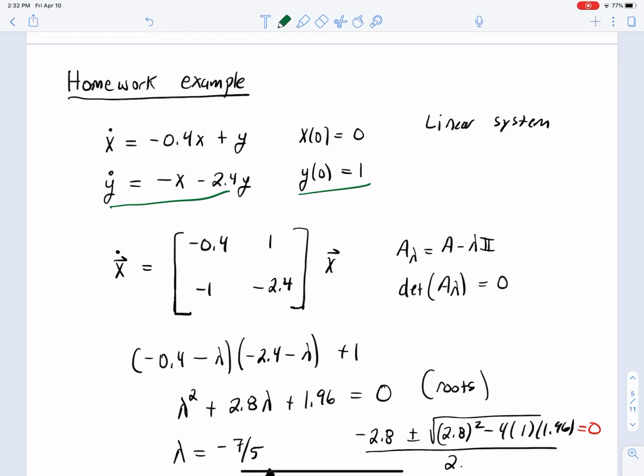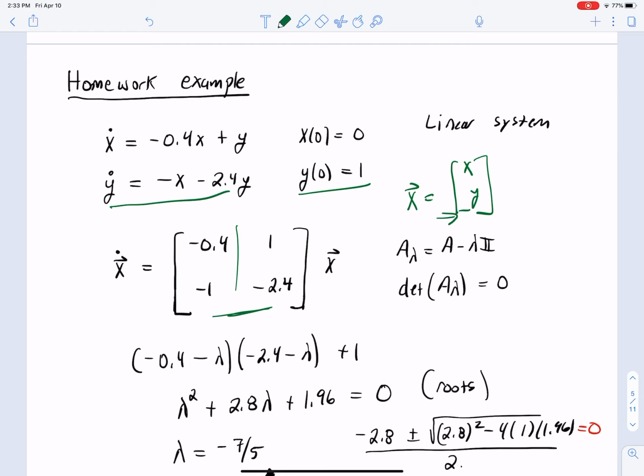So this is an initial value problem. I'm first going to rewrite that in matrix form. So coefficients of x in the first column, coefficients of y in the second. And I'm defining the vector x to be x and then y, right? So we'll just have to keep that in mind.